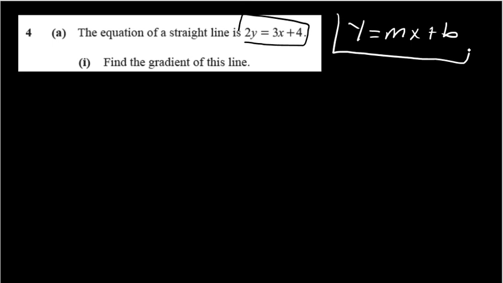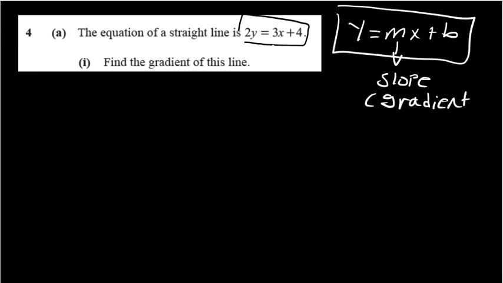Okay, when we proceed to the next question, the equation of a straight line is given to you here. That is 2y is equal to 3x plus 4. Then find the gradient. Normally the equation of a line will be written y is equal to mx plus b. This is the slope intercept form of the equation of a line. So once it is written in y is equal to mx plus b form, the m, which is the coefficient of x, we call it the slope. The slope means the gradient.